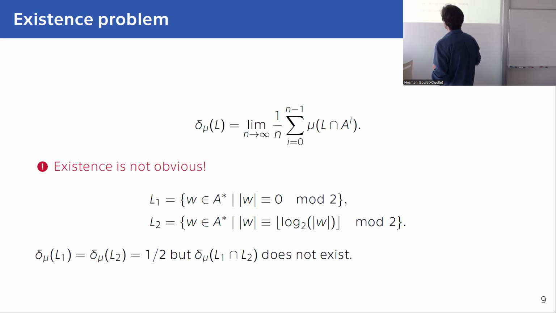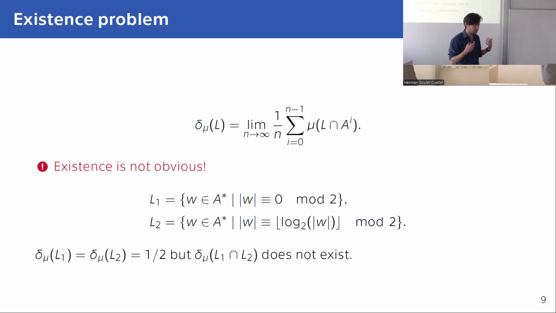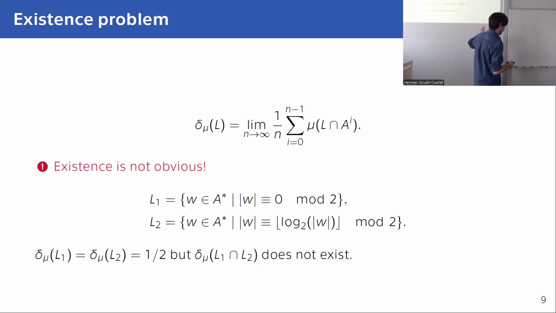Okay, great. And so, of course, the problem is we have a limit, and the limit might not converge. And even worse than that, sometimes you have two cases. So this is a concrete example which shows that the existence is not an easy problem. So I give you 2 languages here. The first one we already saw. I already told you that the density is 1/2. The second one is just a bit more complicated, but maybe it's still intuitive that the density is 1/2.